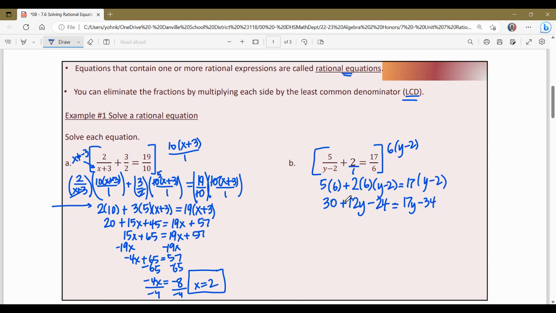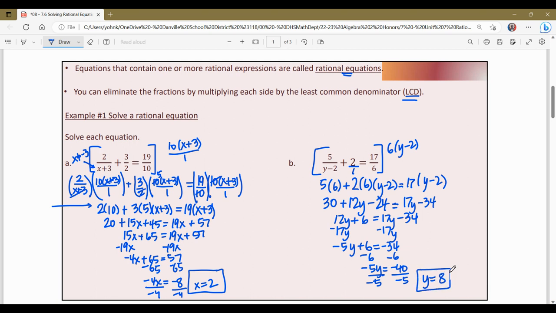On the left side, we can collect like terms. 12y plus 6 equals 17y minus 34. I can subtract 17y from both sides. -5y plus 6 equals -34. Subtract 6 from both sides. -5y equals -40. Divide by -5, and we get y equals 8.